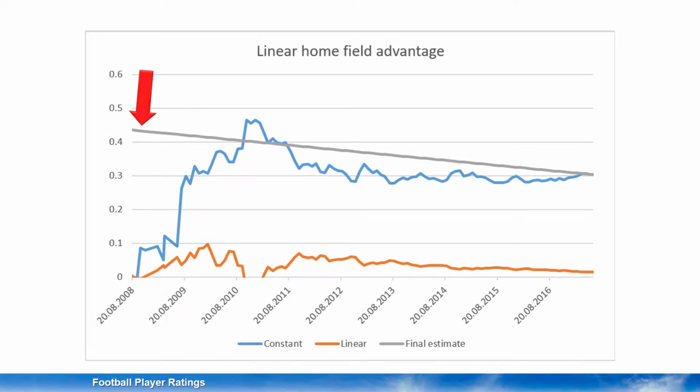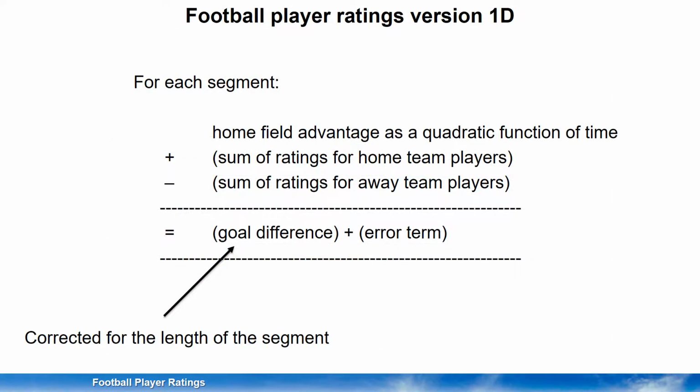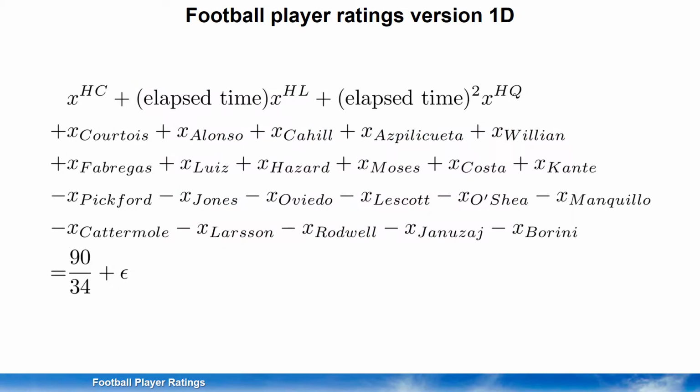This confirms that the home advantage seems to have decreased over the 8 seasons of data, and the current day home field advantage is estimated to be around 0.3 goals per 90 minutes. However, it also seems that the linear form does not match perfectly. We therefore also test a quadratic form, where we introduce another additional variable to allow the home advantage to vary as a quadratic function of time.